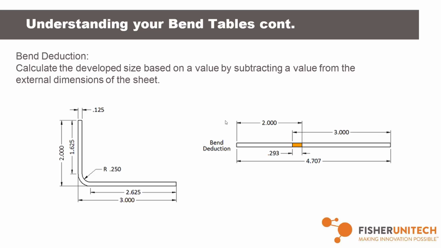On the opposite side of things, bend deduction does the opposite. It takes those full lengths, and then you're taking a value away from it. So you're setting that and then taking it away.